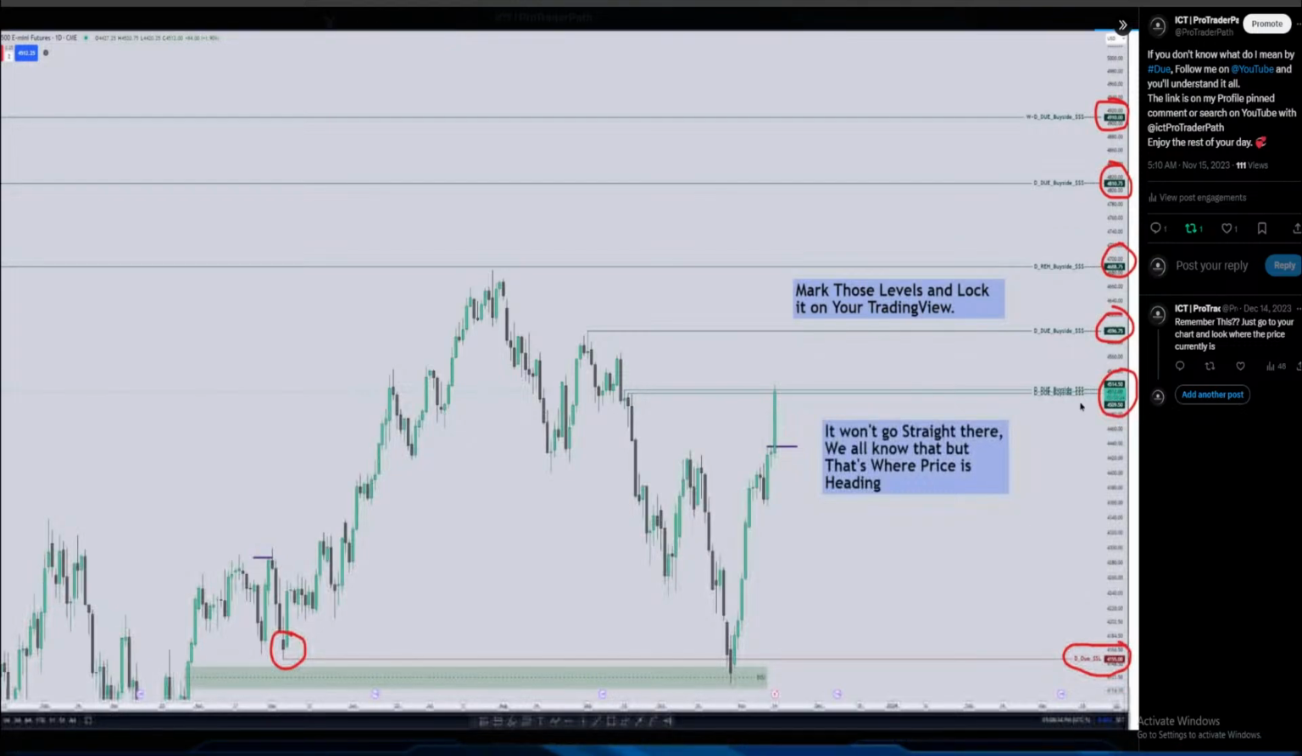I don't know if you are able to see this or not, but I marked the weekly and daily due buy side like that. I said mark those levels and lock them on your TradingView. It won't go straight there, we all know that, but that's where price is heading. When did I say it? Not December, November 15, 2023.